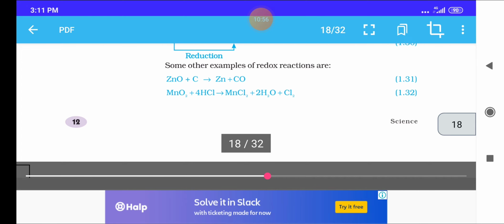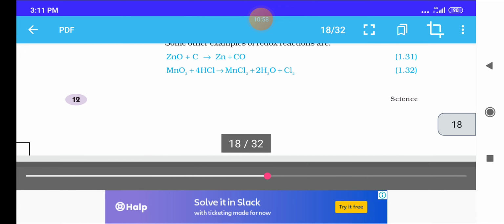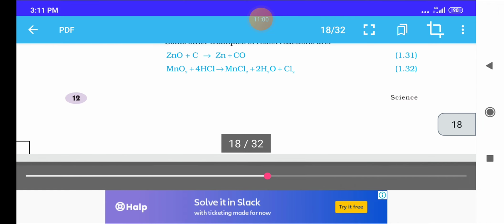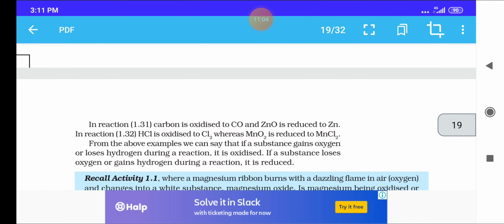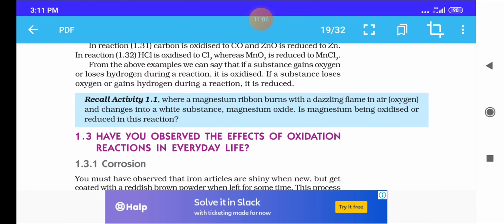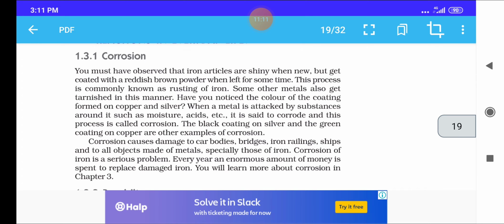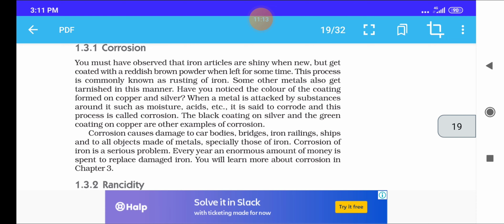A similar reaction occurs with zinc oxide and carbon. Zinc oxide is reduced to zinc, and carbon is oxidized to carbon monoxide. This way you can see the redox reactions or the oxidation reduction. What is corrosion? Jalgana: iron reacts with water and oxygen to form iron hydroxide.